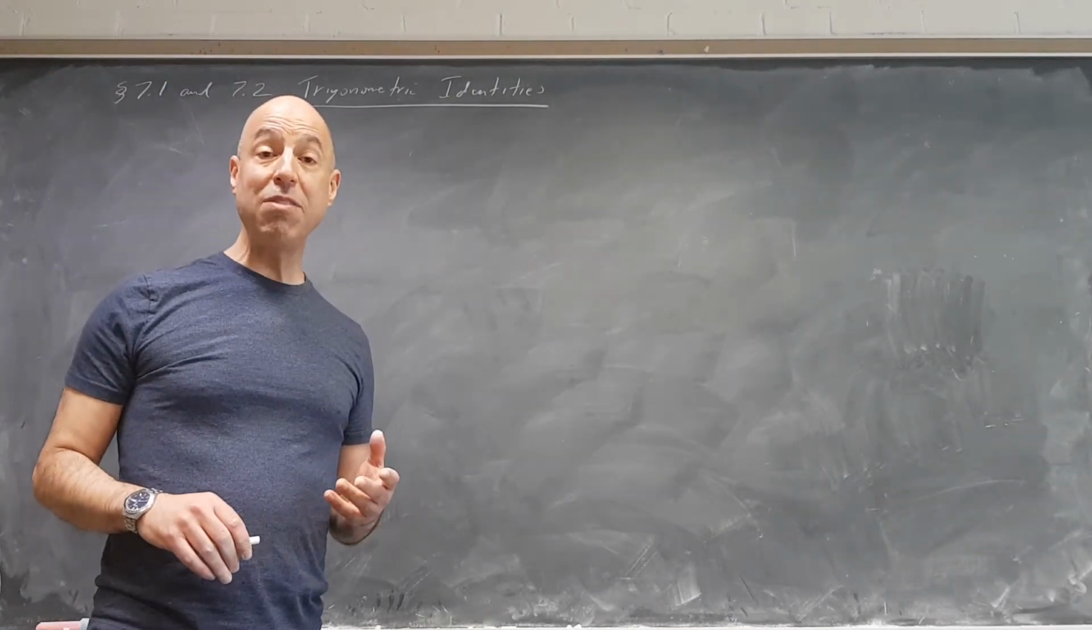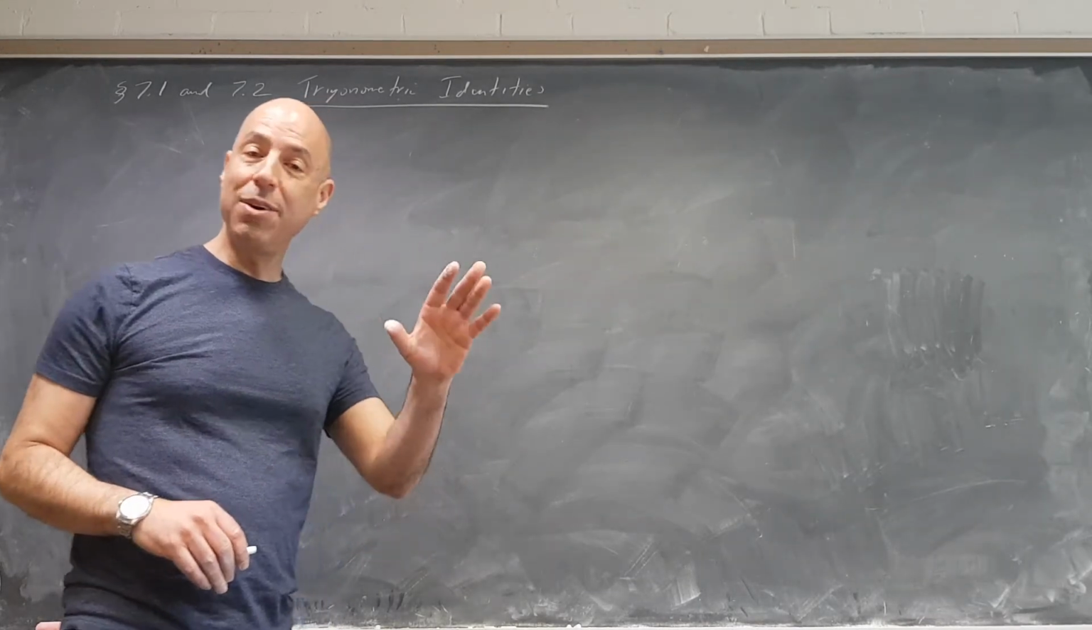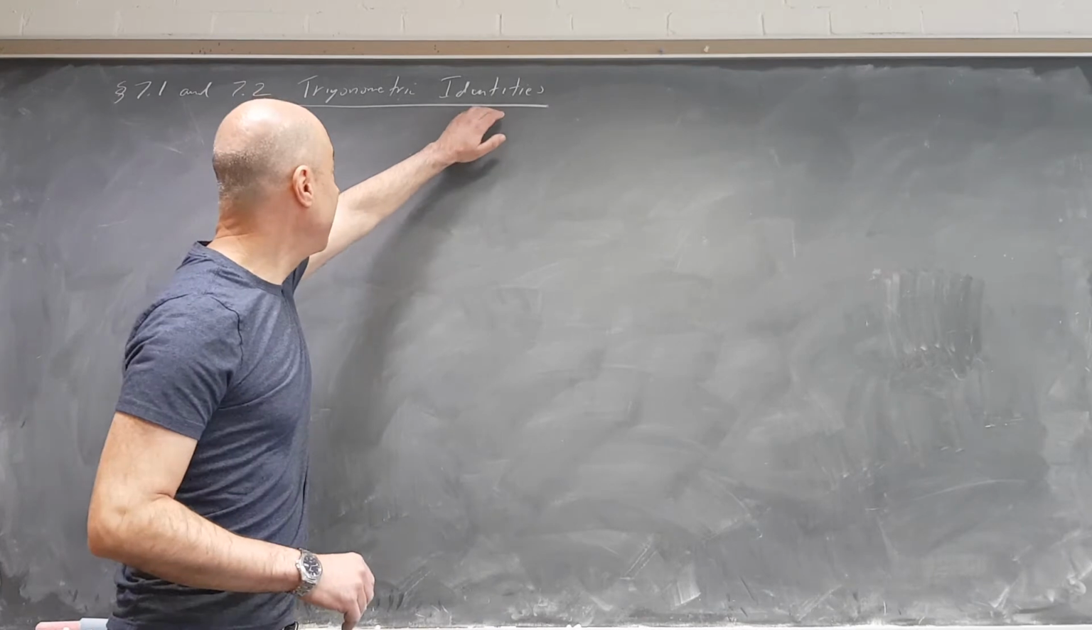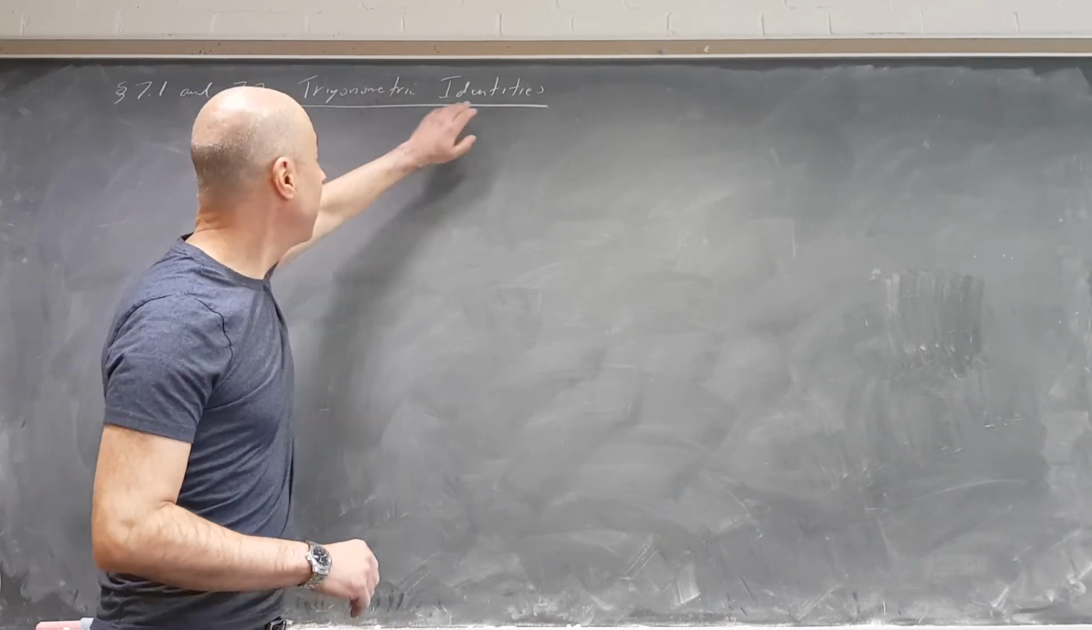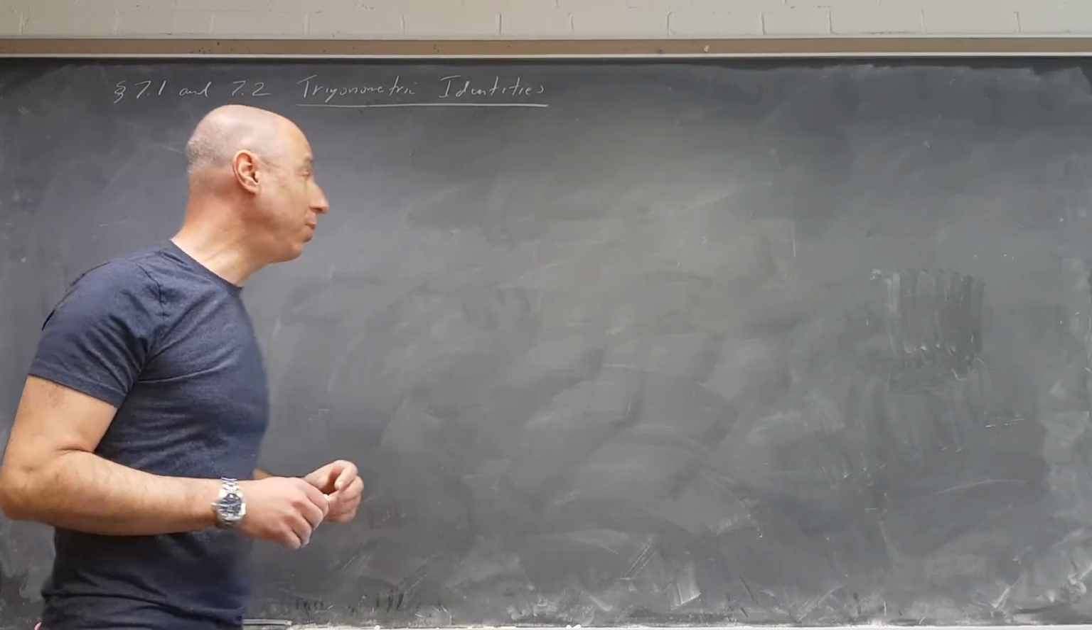In this video, I briefly want to talk about something called trigonometric identities. Let me start by explaining what an identity is, since I think we already know what trigonometric means. An identity is an equation which is true for all values of the variable.